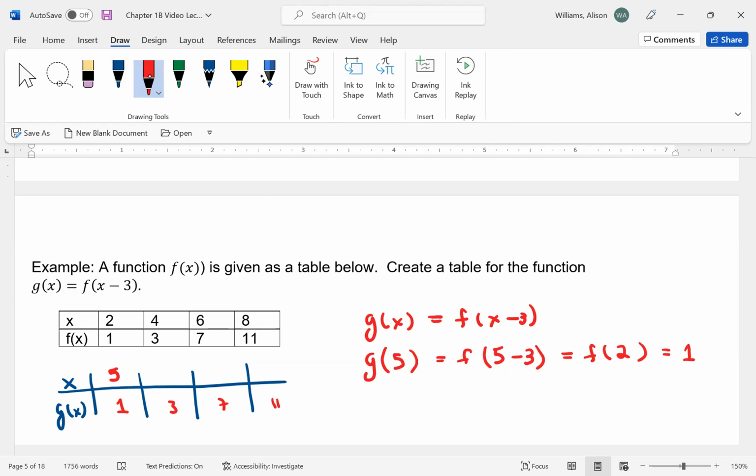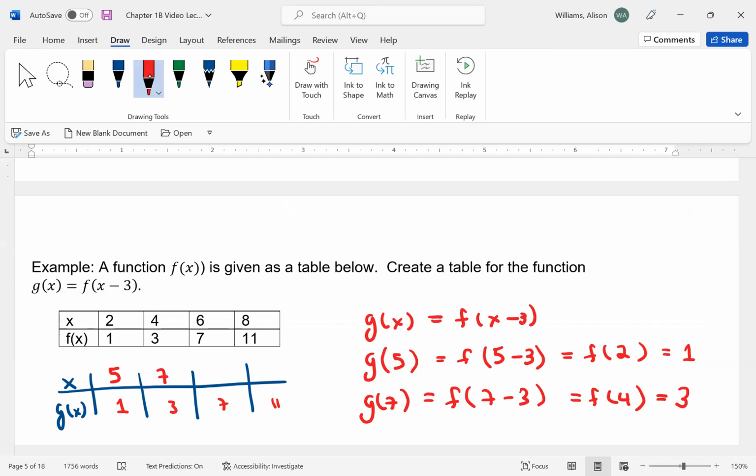Let's do that again for the next value. Let's say this time I would like it to be f of 4, which is a value I have on the table. So in order to get out 4 when I subtract 3, I would need a 7, because 7 minus 3, I got that wrong, is going to equal 4. Which means g of 7 is going to equal the same thing as f of 4, which is 3.